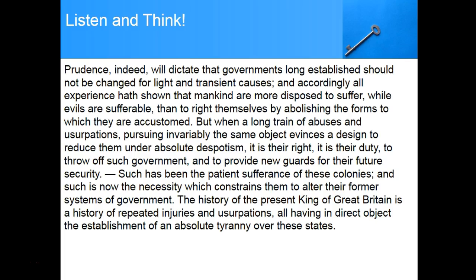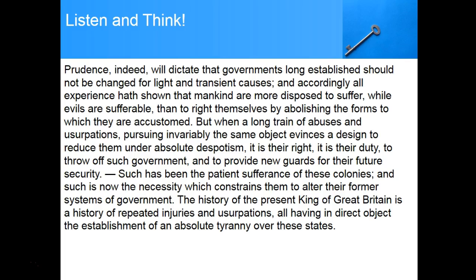But when a long train of abuses and usurpations, pursuing invariably the same object, evinces a design to reduce them under absolute despotism, it is their right, it is their duty to throw off such government and to provide new guards for their future security.